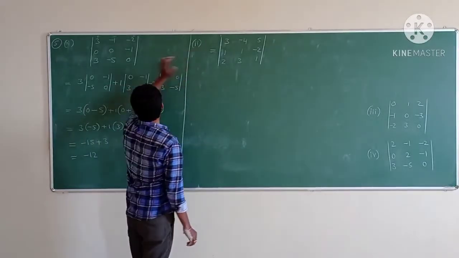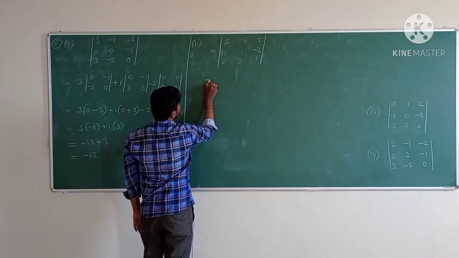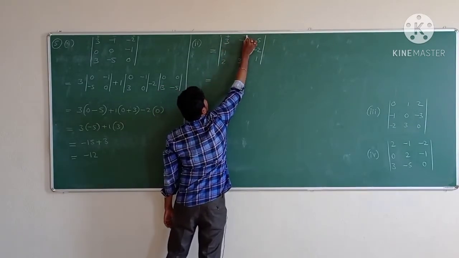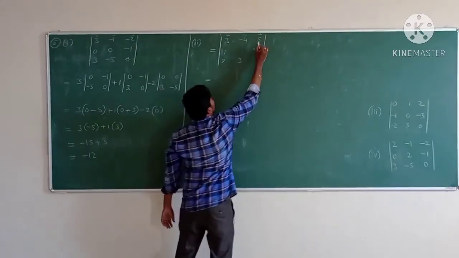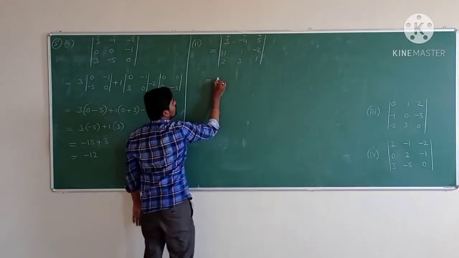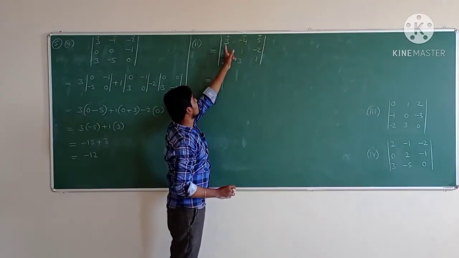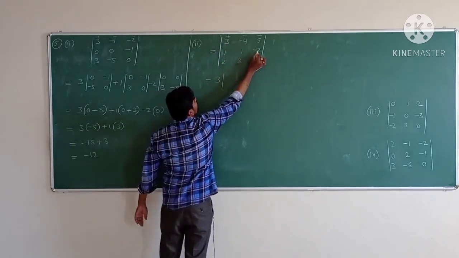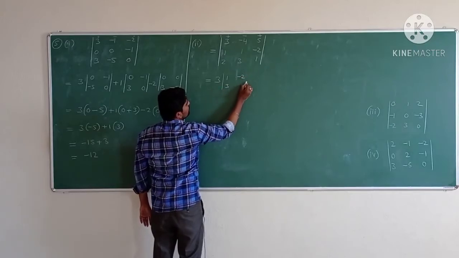And the second in fifth question, evaluate this determinant. Again the signs associated with the first row elements are plus, minus, plus. 3 into the minor of the element in first row, first column. After deleting this first row, first column, the remaining elements are 1, minus 2, 3, 1.